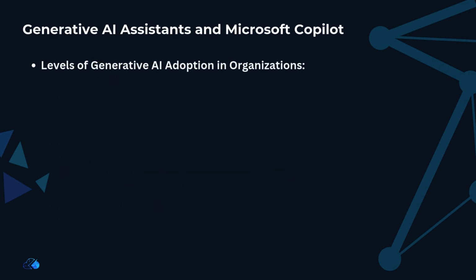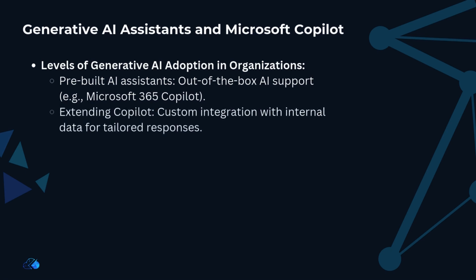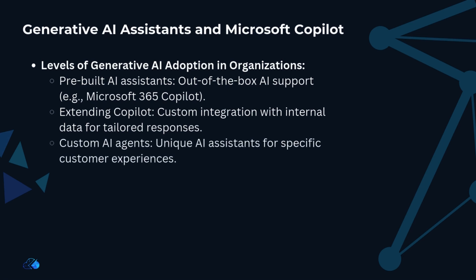Organizations can leverage generative AI at three levels based on their needs and integration preference. First, when using a pre-built AI assistant, tools like M365 Copilot provide out-of-the-box AI support, helping users work smarter within existing applications. Secondly, extending Copilot for custom business needs. Businesses can integrate Copilot with internal data, ensuring responses are tailored to organizational workflows. And finally, building custom AI-powered agents. Organizations can create their own AI assistants to embed generative AI into applications and services for unique customer experiences.